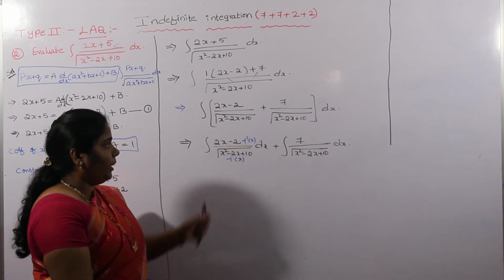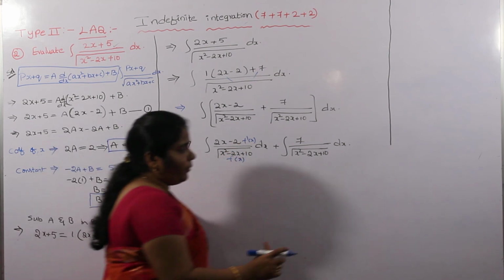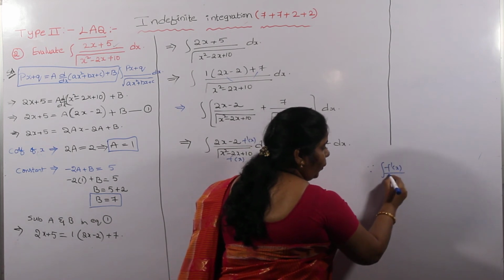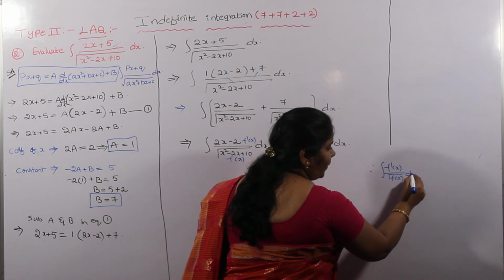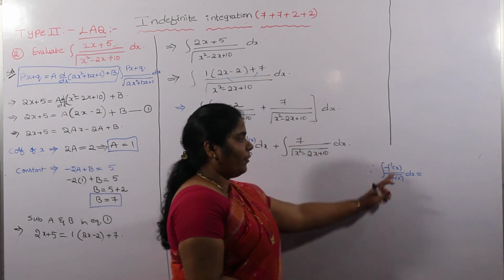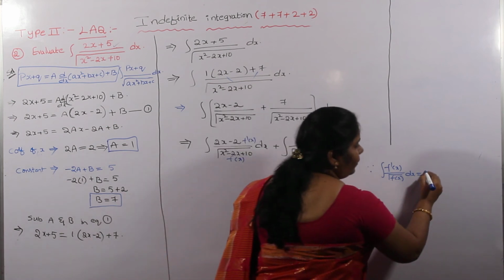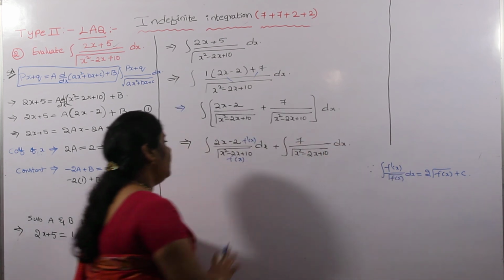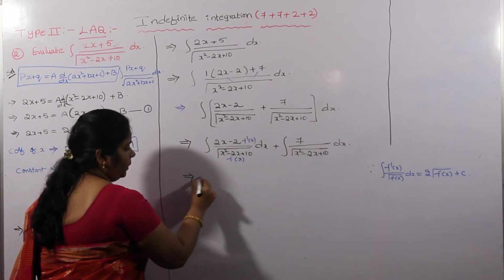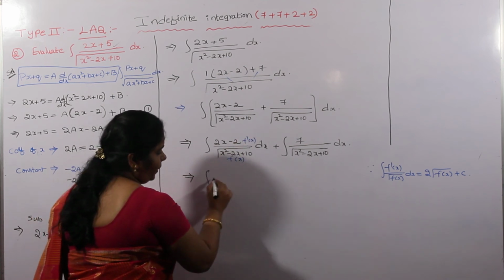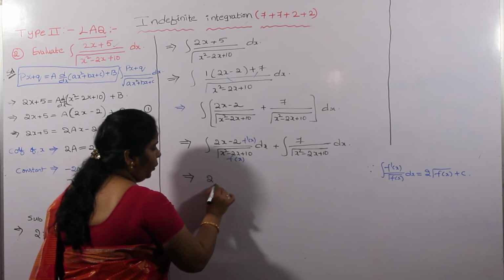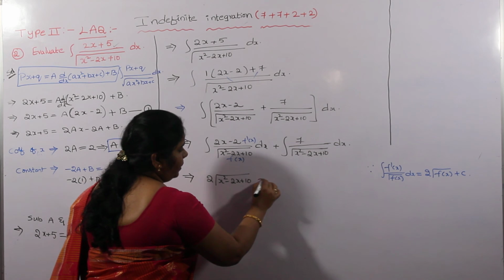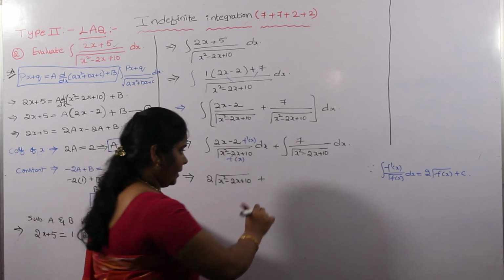So this is in the form of integral of f dash of x by root f of x. We have the formula. What is that? Integral of f dash of x by root f of x dx is equal to 2 root f of x plus c. We are applying this formula here: 2 into root f of x, that is 2 root over x square minus 2x plus 10. This integration is completed.